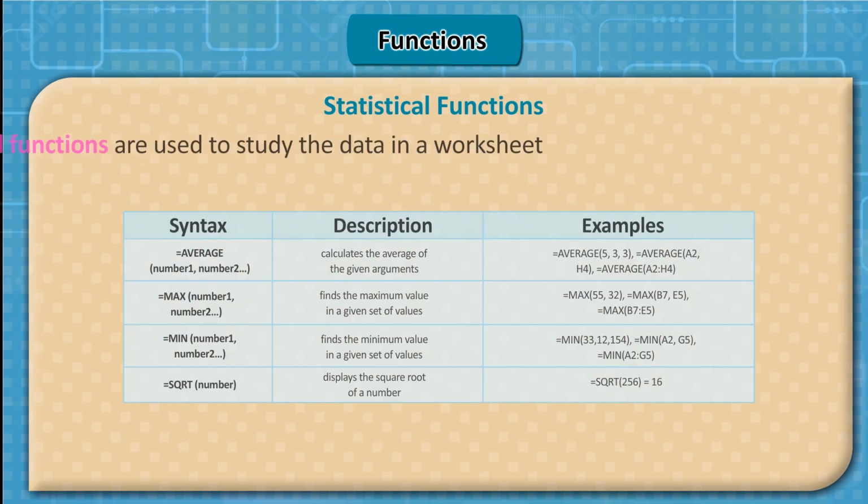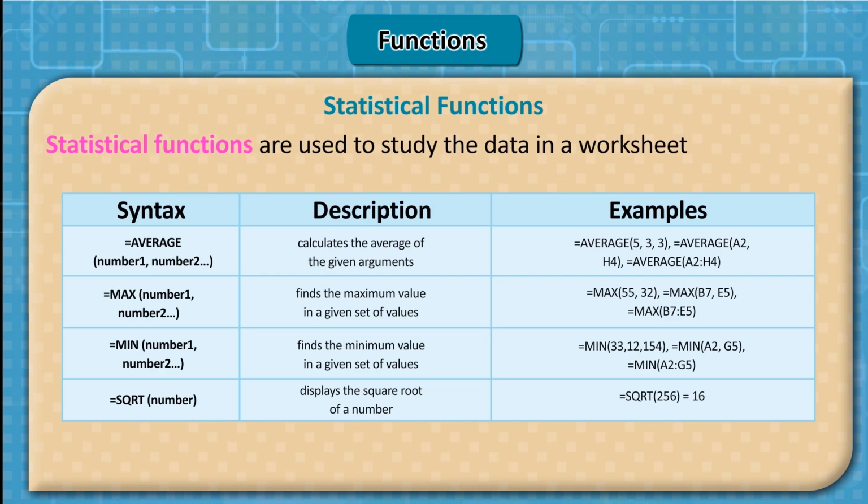Statistical functions. Statistical functions are used to study the data in a worksheet. Syntax, description, examples. AVERAGE(number1, number2) calculates the average of the given arguments. AVERAGE(5, 3, 3), AVERAGE(2, H4), AVERAGE(4). MAX(number1, number2) finds the maximum value in a given set of values. MAX(55, 32), MAX(B7, E5), MAX(B7:A5).